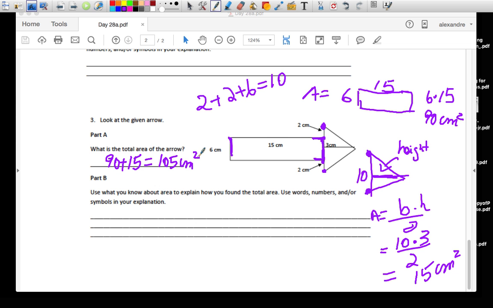Explain how you found the area. Well, you can explain everything you just did right now. Okay, the rectangle, 6 times 15. You tell them that the height of this triangle is 3, and that the base is the sum of this, the distance here 2, plus a 6 in the middle, and 2 here, so giving us 10. So the base was 10, and base times height divided by 2 gave you 15.